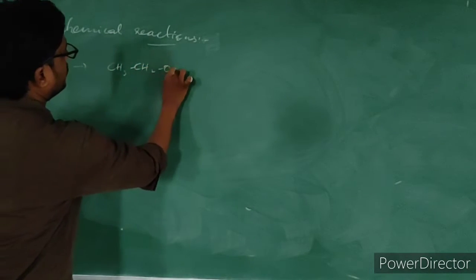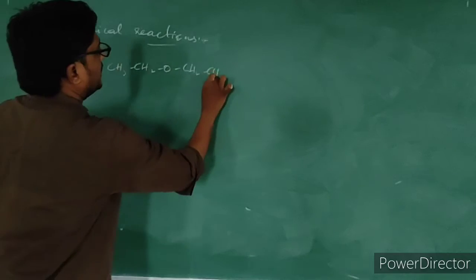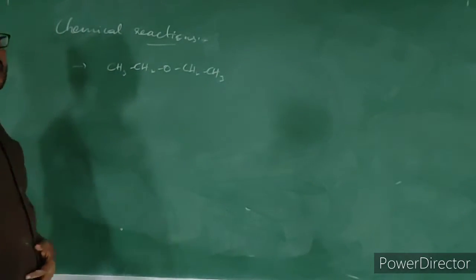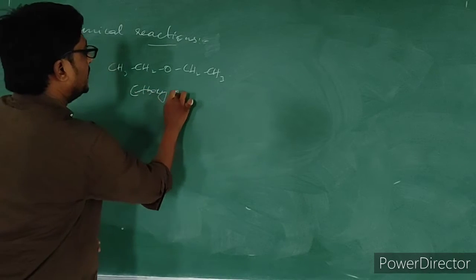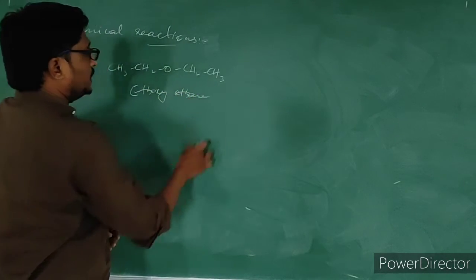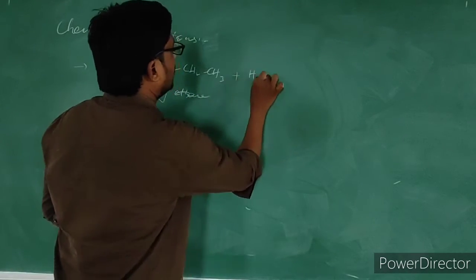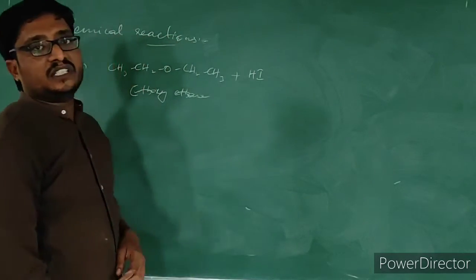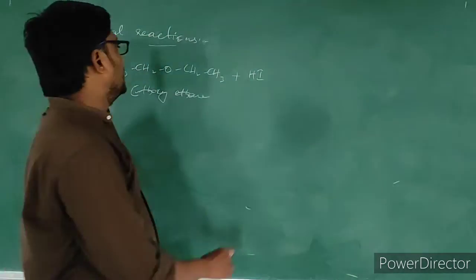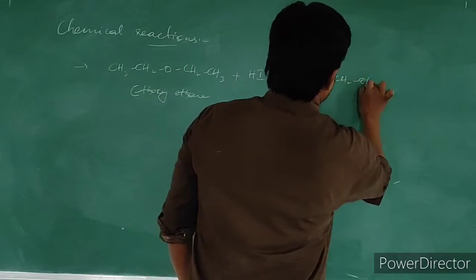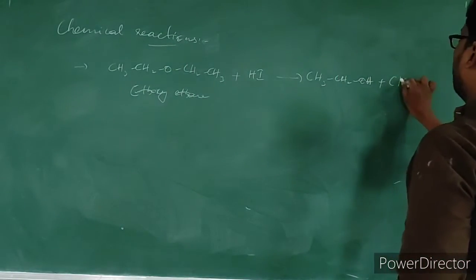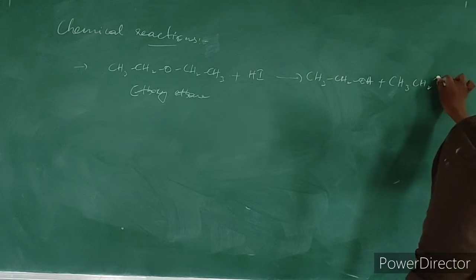CH3CH2OCH2CH3, this is the ether. I am taking ethoxyethane. I am reacting this with, let us consider, hydrogen iodide. Then it will form ethanol plus ethyl iodide.